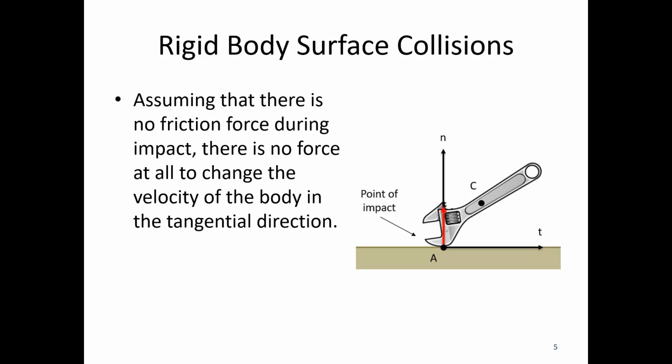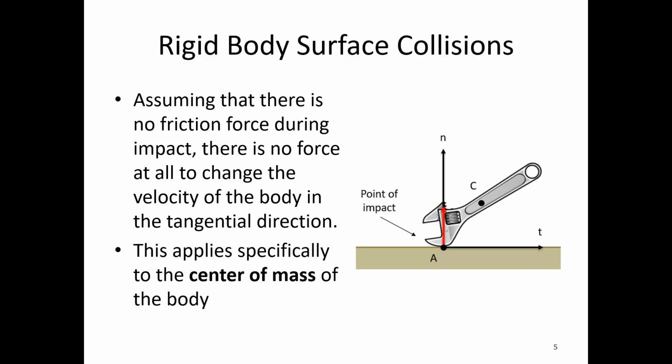Assuming that there's no friction force during the impact, there's no force at all to change the velocity of the body in the tangential direction. This specifically applies to the center of mass of the body, and therefore the tangential velocity of the center of mass final is going to be equal to the tangential velocity of point C initial. This velocity in the tangential direction of our center of mass remains unchanged before and after impact.